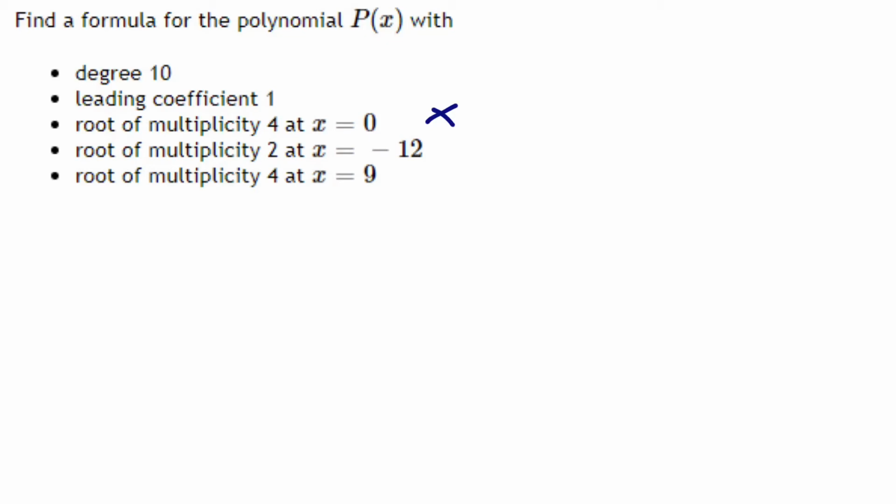A multiplicity of 4 means I've got an x to the 4th factor as part of my polynomial. So a root of multiplicity 2 at x equals negative 12 would mean I have a factor that is x, opposite sign, 12 with a multiplicity of 2. All right, that's another factor. And then the last one says I have a root of multiplicity 4 at x equals 9, which is the 0. So that would be x, opposite sign, 9 with multiplicity 4.